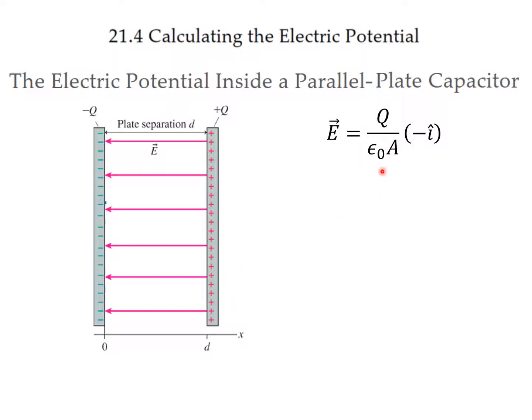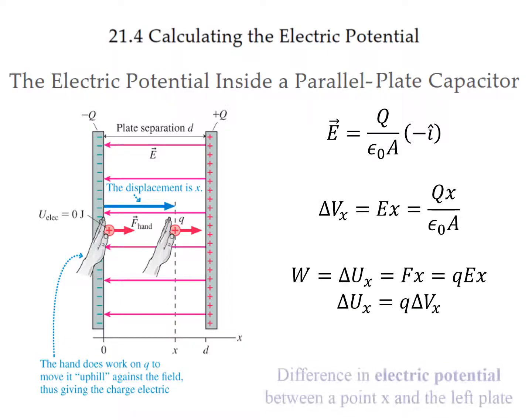This field is given by the amount of charge on one of the plates divided by the area and divided by epsilon zero. Here the arrow denotes the fact that the field is a vector, and this unit vector is the direction of the vector. It's pointing in the negative x direction.